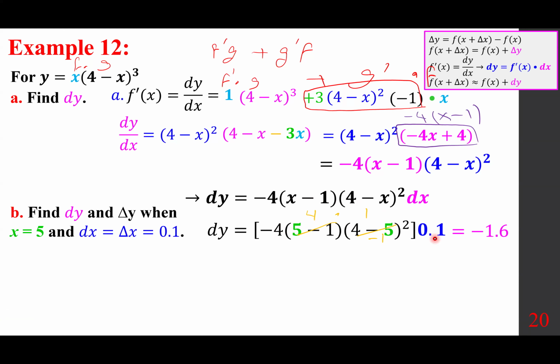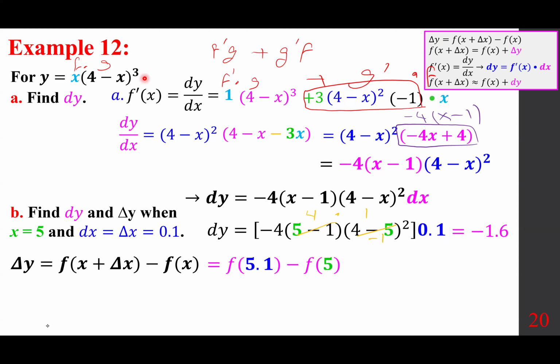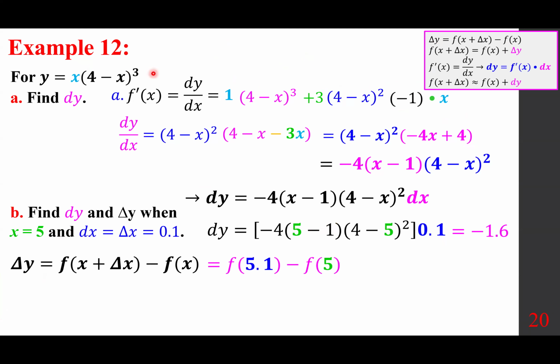In fact, we'll see why a lot of times dy replaces delta x by an approximation. Because if I want to use delta y, it is f of x plus delta x minus f of x, which means f of 5.1 minus f of 5. So I have to go back to the original function and replace 5.1. So I get 5.1 to the fourth minus 5.1 cubed, minus the same with 5: 5 to the fourth minus 5 cubed.